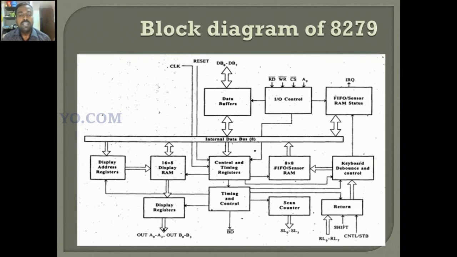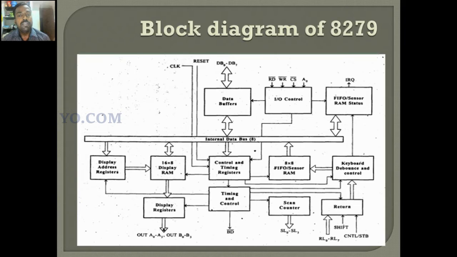The 8279 has many blocks, around 12 blocks. So this diagram is somewhat complex but very important. Okay, we will see them one by one. So first we are going to see the data buffer. The data buffer is 8-bit.